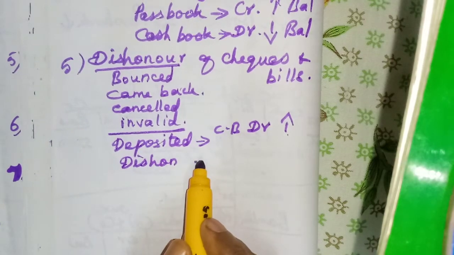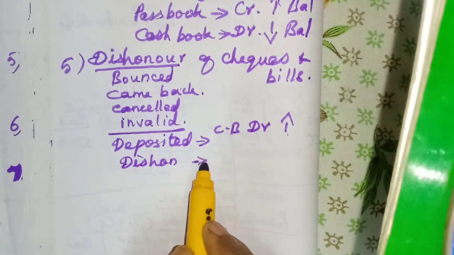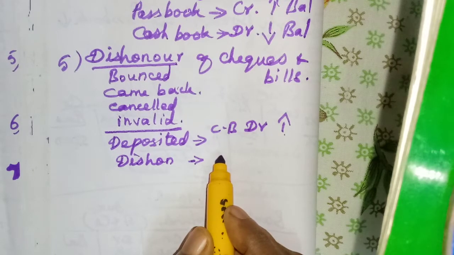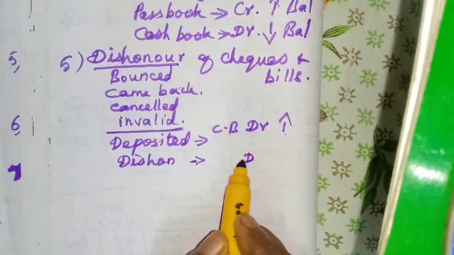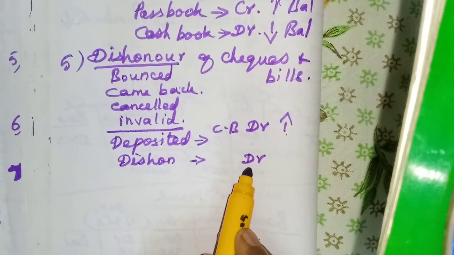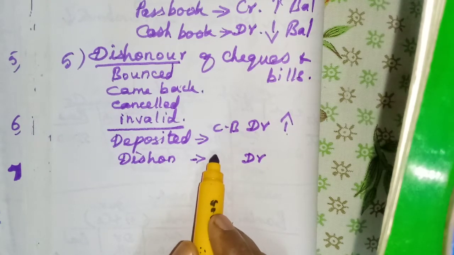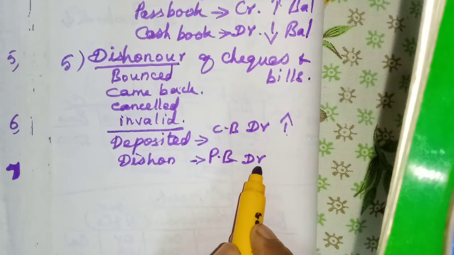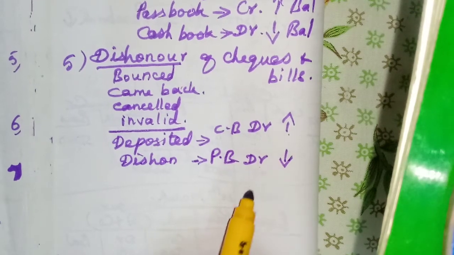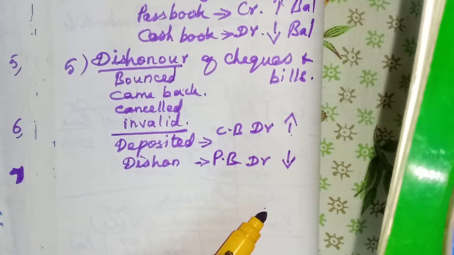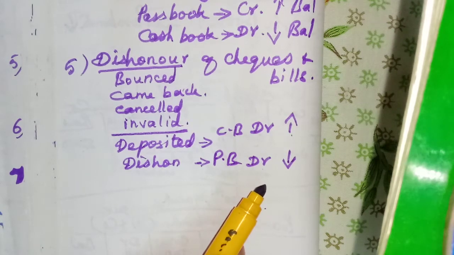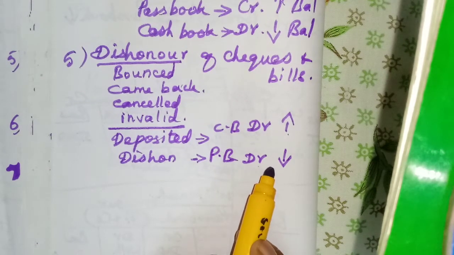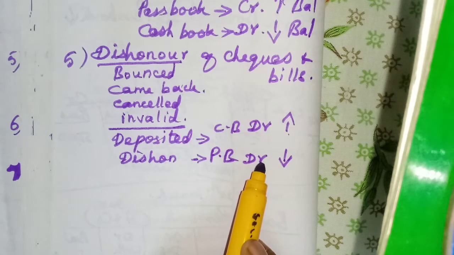When it came back without honoring, when the check bounced, what will they do? They will debit the account. Instead of crediting, they are debiting the bank statement, the passbook. When they debit, what will happen? The bank balance will get reduced. Debit means what? The amount will get reduced, and only with credit will it increase.